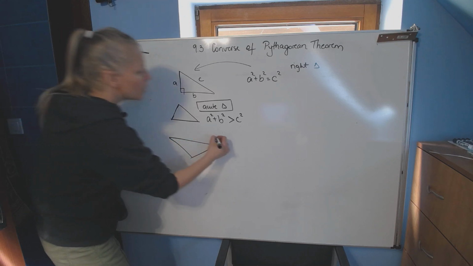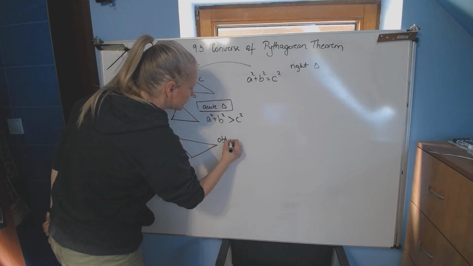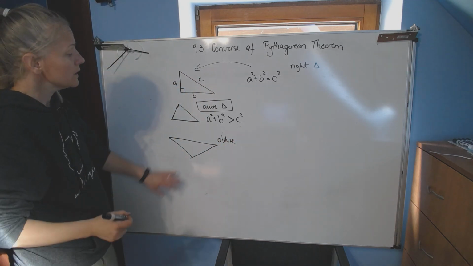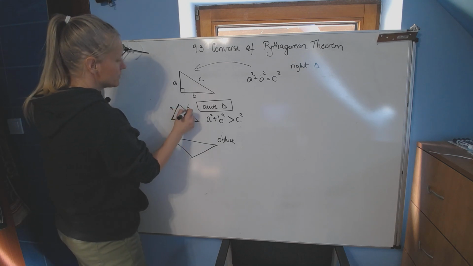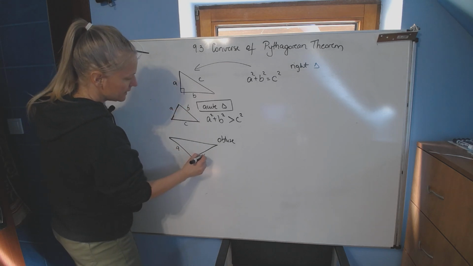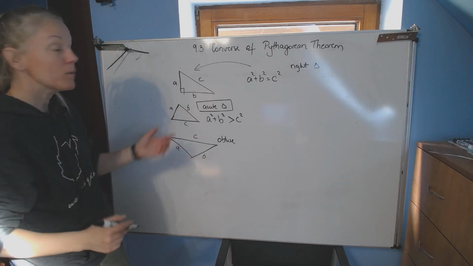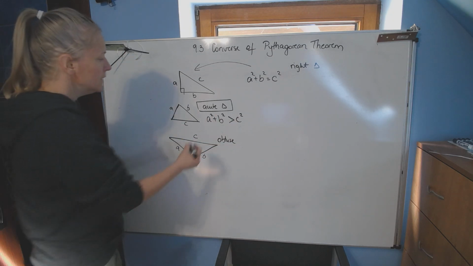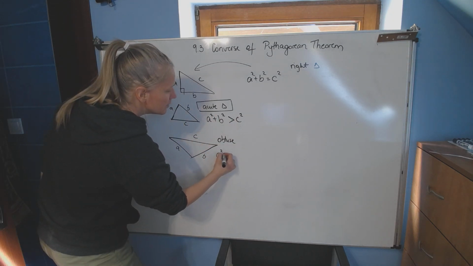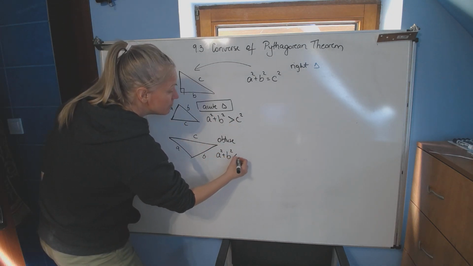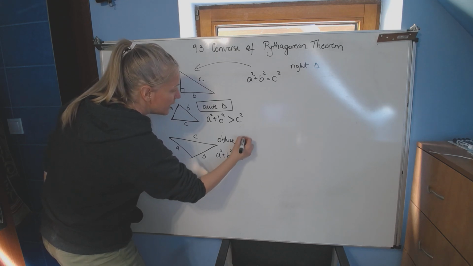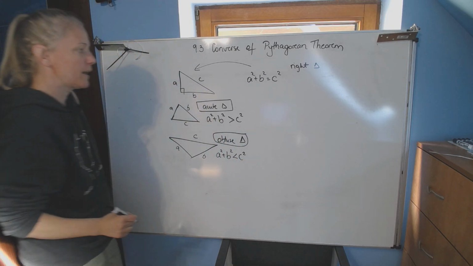Also, we call this an obtuse triangle, right? And then in the exact same way, this is A, this is B, and this is C. C is always going to be the longest side. If A squared plus B squared is smaller than C squared, then you get an obtuse triangle.